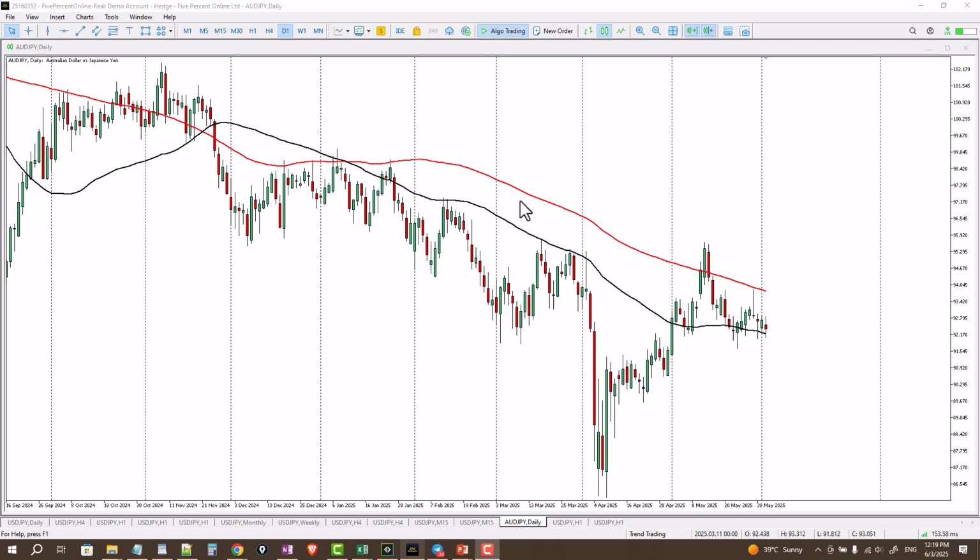And if we're using market structure to determine the direction of the trend, you can see that price has been making lower lows and lower highs, lower lows and lower highs, lower lows and lower highs on this particular currency pair for a long time.